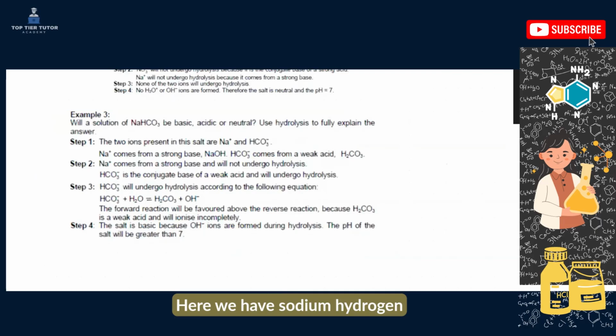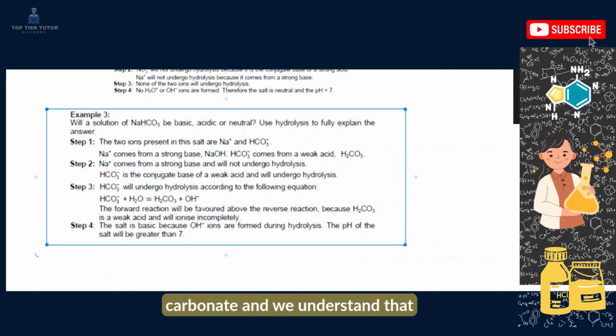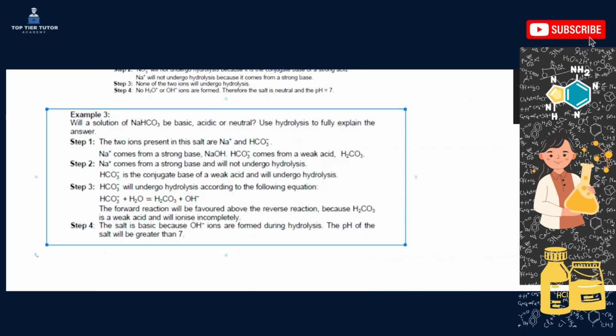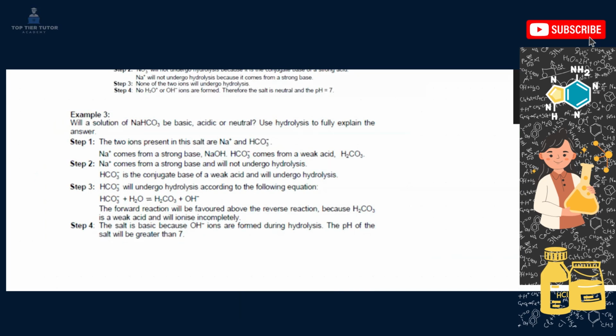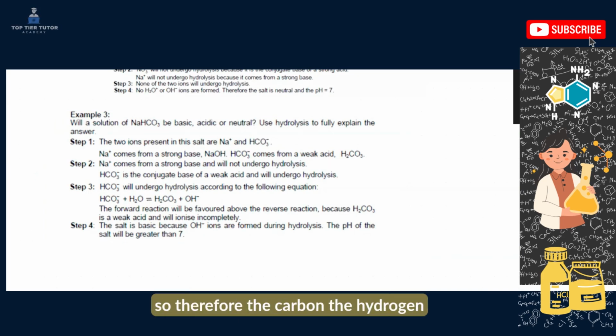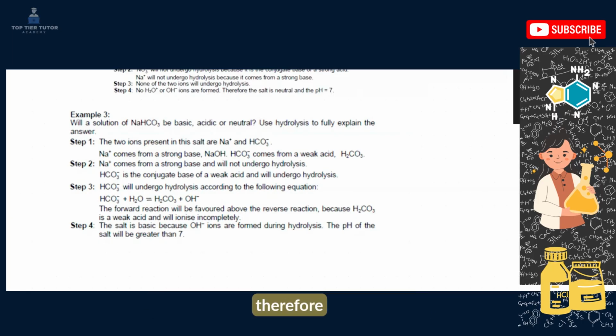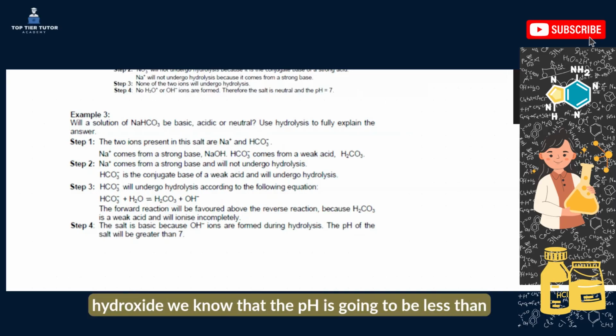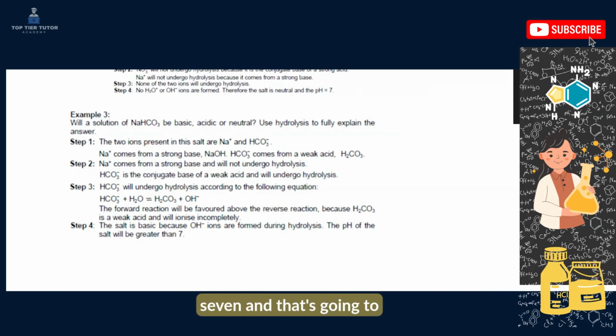Here we have sodium hydrogen carbonate. We understand that sodium comes from sodium hydroxide and hydrogen carbonate comes from carbonic acid. Carbonic acid is a weak acid, so therefore the hydrogen carbonate is going to go through hydrolysis. It's going to react with water, where it acts as a base and water acts as an acid, and it will take a hydrogen from the water. Therefore, it would form hydroxide, and because it forms hydroxide, we know that the pH is going to be greater than 7, and that's going to give us a basic or alkaline solution.